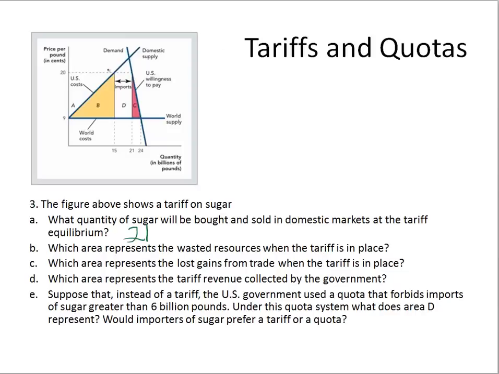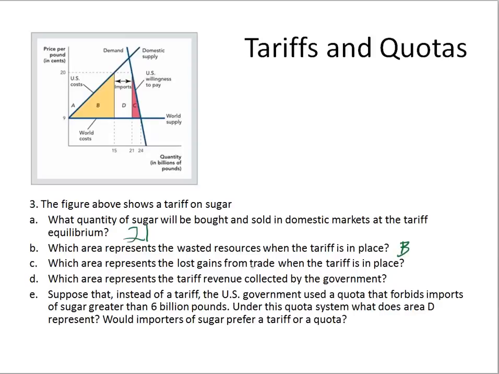What area represents a wasted resource when the tariff is in place? Well, the supply curve shows marginal cost. So now we're taking these higher cost American firms and having them produce, and this ground in the United States is not as effective in producing sugar. So B would be that cost.